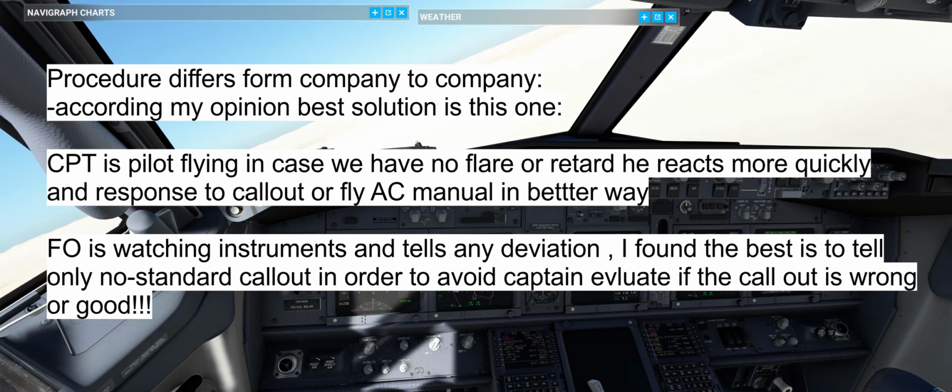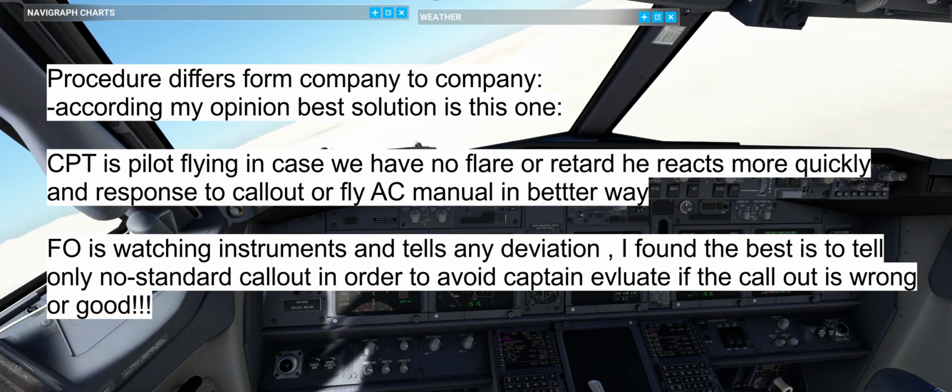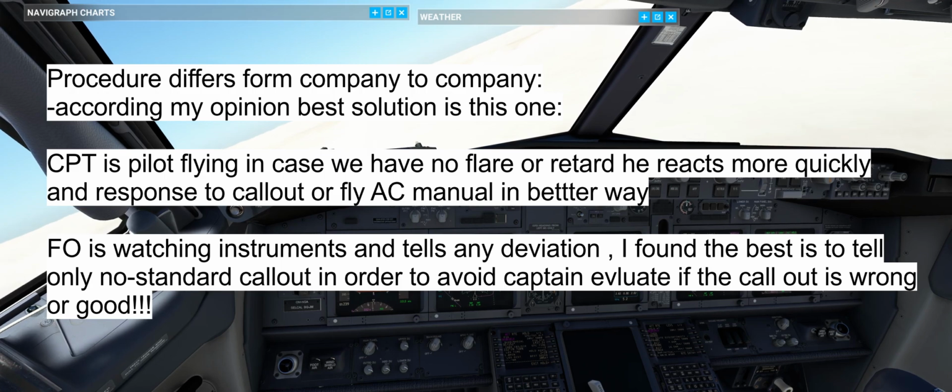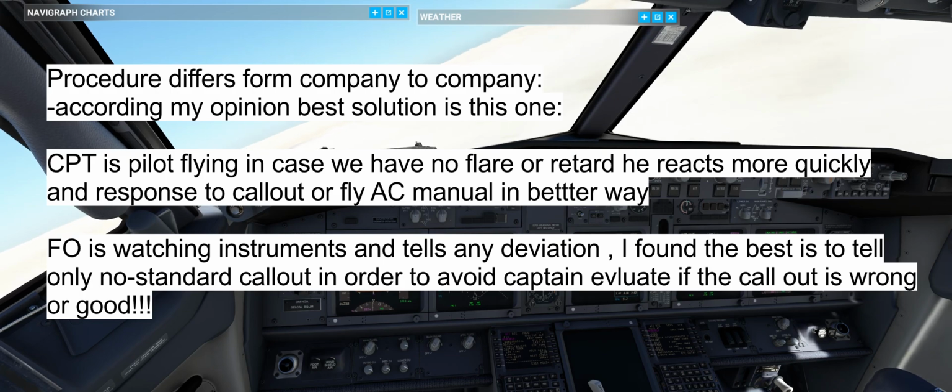And now what I would like to point out is that I flew for many companies, and I found the best solution is that the captain is pilot flying and the first officer is pilot monitoring. Why? Because the first officer is focusing on the displays and tells the captain, because the captain is more experienced when there is some failure, in order to land or to perform the go around.